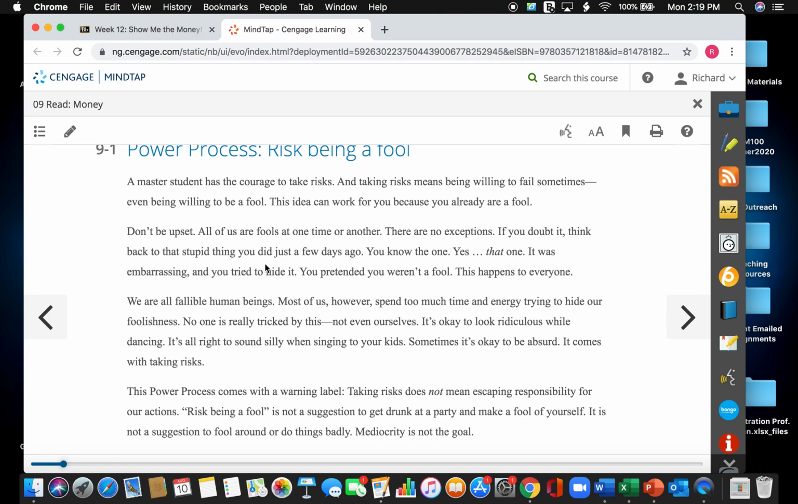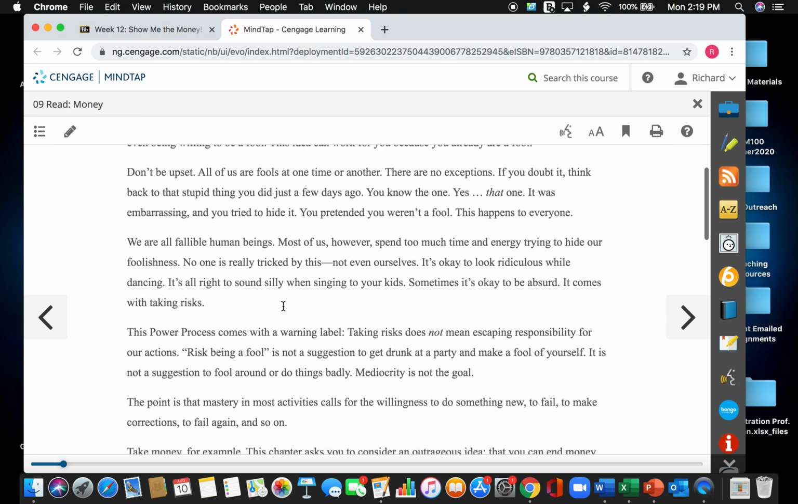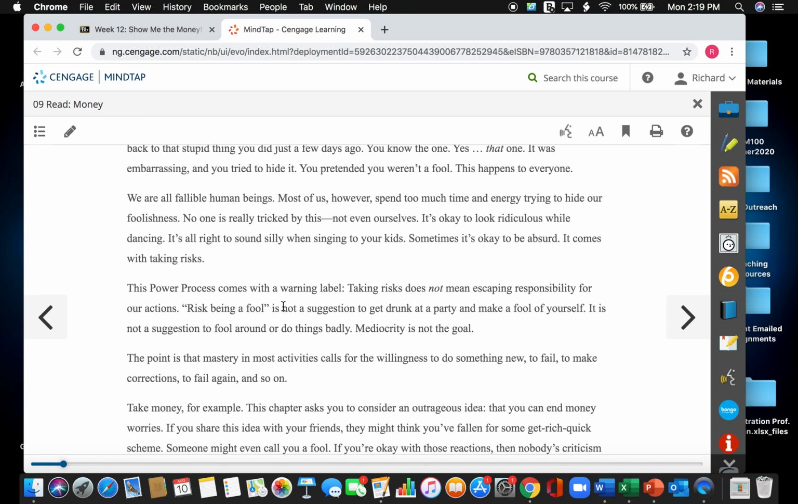There are no exceptions. If you doubt it, think back to that stupid thing you did just a few days ago. You know the one. Yes, that one. It was embarrassing and you tried to hide it. You pretended that you weren't a fool. This happens to everyone. We're all fallible human beings. Most of us, however, spend too much time and energy trying to hide our foolishness. No one is really tricked by this, not even ourselves.